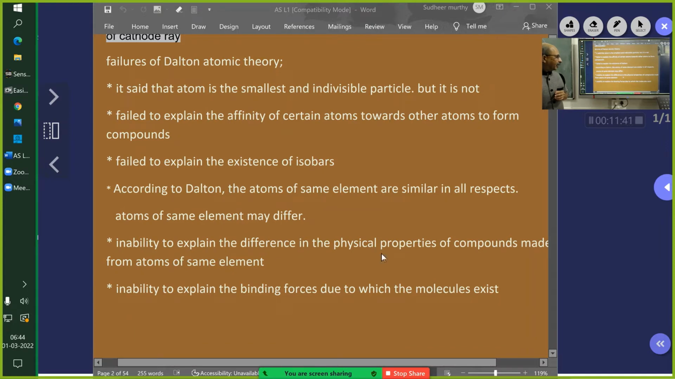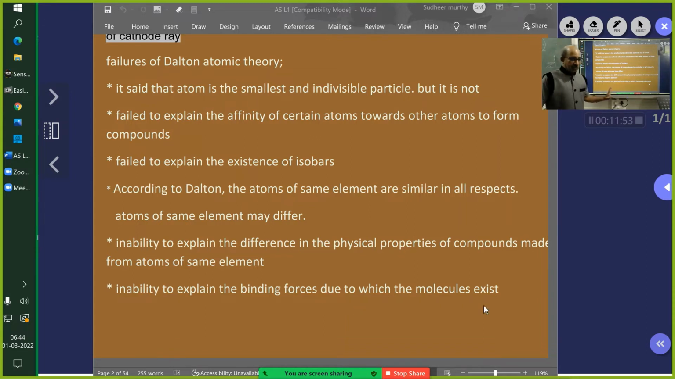Dalton's theory also had an inability to explain the difference in physical properties of compounds made from atoms of the same element, and an inability to explain the binding forces due to which molecules exist. So these were some of the other reasons why Dalton's theory was failing. Over the years, scientists went on conducting experiments, saying that if Dalton's theory is to be believed, then why these discrepancies? That is how things started.